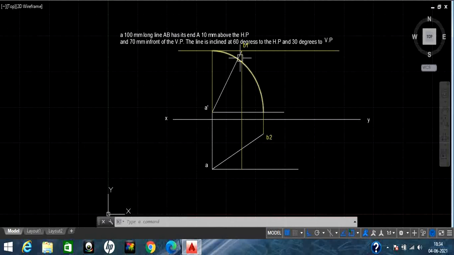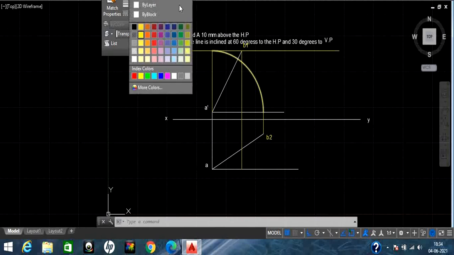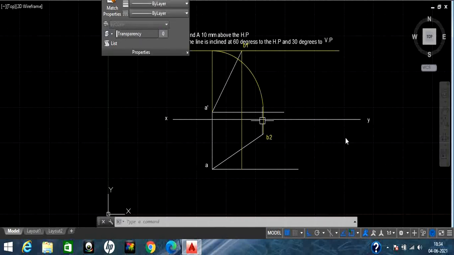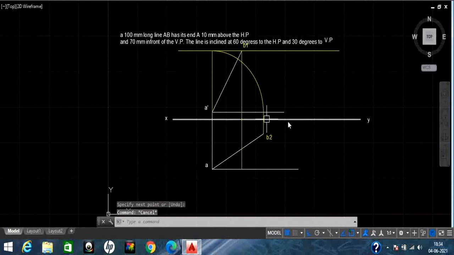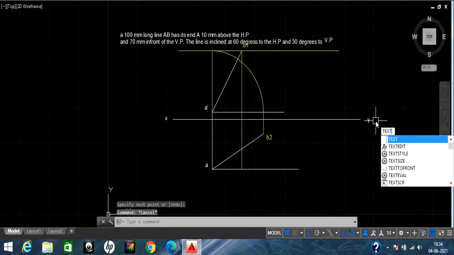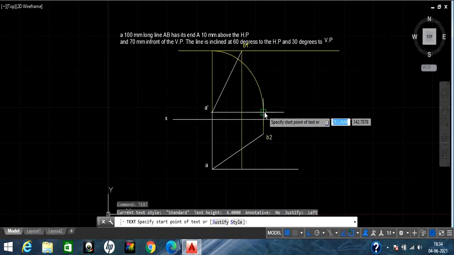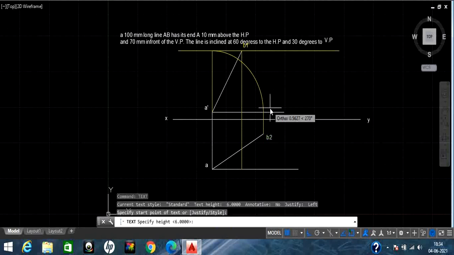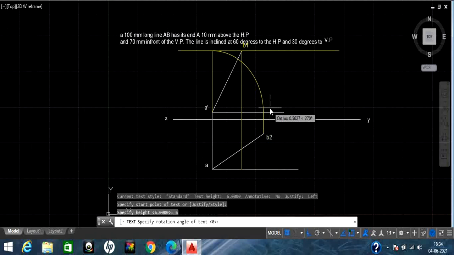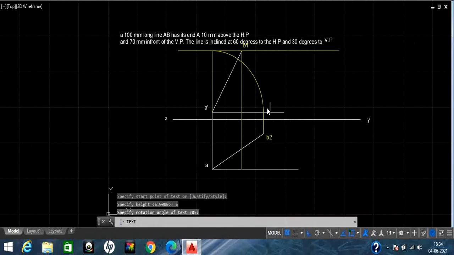Next, now I am taking a different color for the bottom portion. Now I am taking text. This one is B2 dash. Next, this one is B1, the projection of B1 dash.